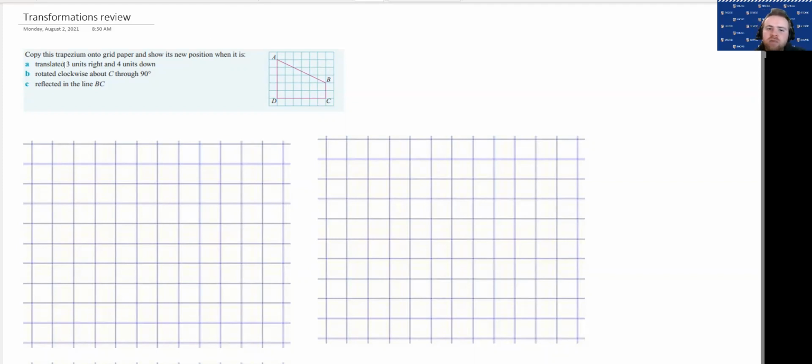A translation is when you slide something, so it might be up and to the right or down and to the left or something like that, but it stays the same orientation. Rotation is when you imagine yourself holding the shape at a point and then rotating around that point. So one point stays still and the other points move around it. Reflection is like holding up a mirror at a particular point. So you're going to see the opposite sort of orientation of that thing at a particular line.